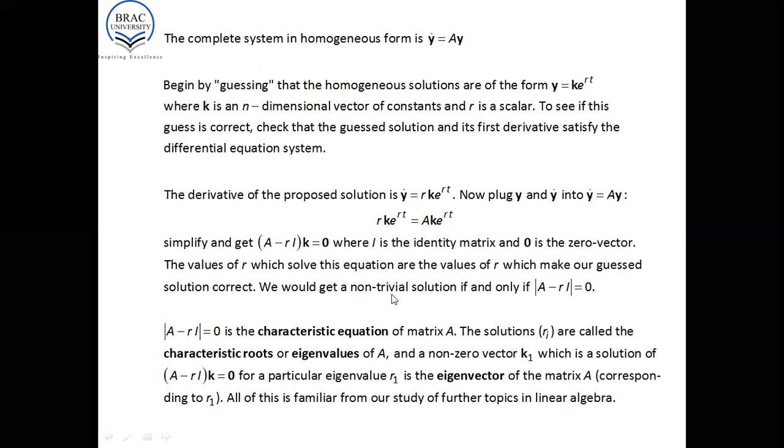We would get a non-trivial solution if and only if the determinant of A minus rI is equal to 0. Now, the determinant of A minus rI equal to 0 is the characteristic equation of matrix A, and the solutions, ri, are called the characteristic roots or eigenvalues of A, and a non-zero vector k1, which is a solution of A minus r1 I times k is equal to 0, for a particular eigenvalue r1, is the eigenvector of the matrix A corresponding to r1. All of this is familiar from our study of further topics in linear algebra.